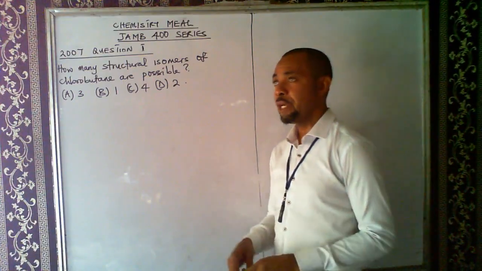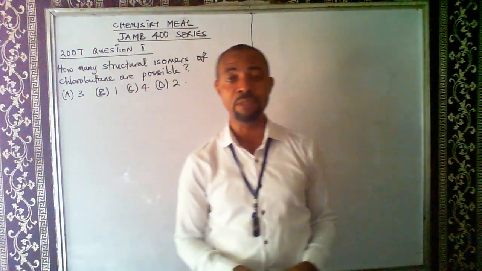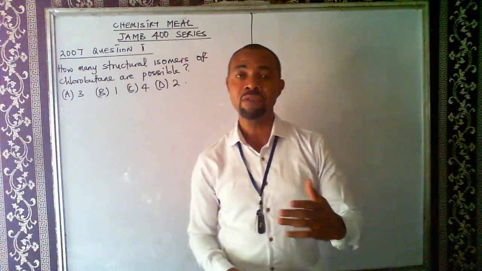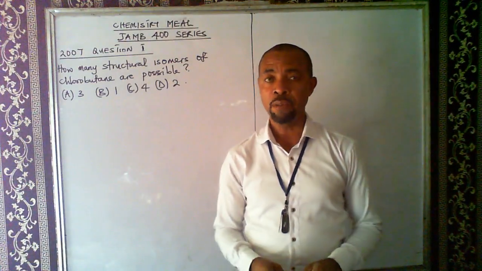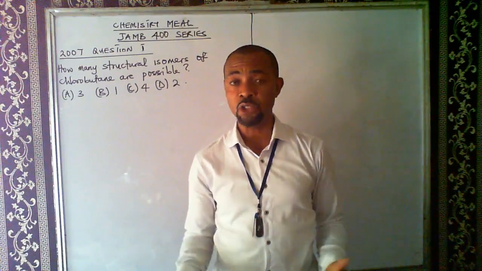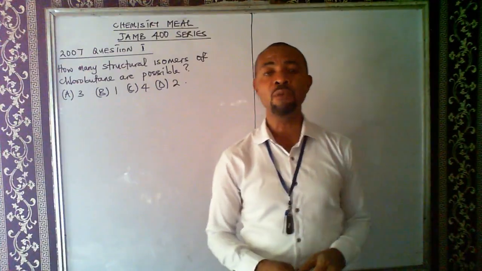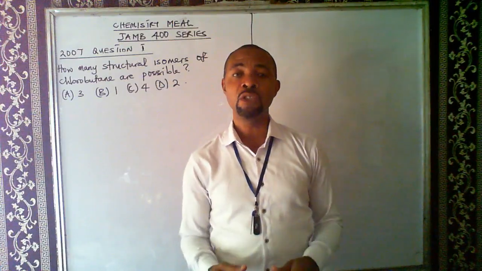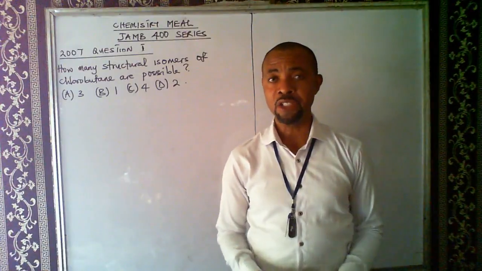Now we know that in chemistry, in organic chemistry precisely, we have what we call isomerism. Isomerism is a phenomenon where two or more compounds have the same molecular formula but different structural formula. We know in organic chemistry we talk about empirical formula, molecular formula, and we also talk about structural formula. So when you have two compounds having the same molecular formula but different structural formula, then those compounds are said to be isomers, and that phenomenon is what we call isomerism.